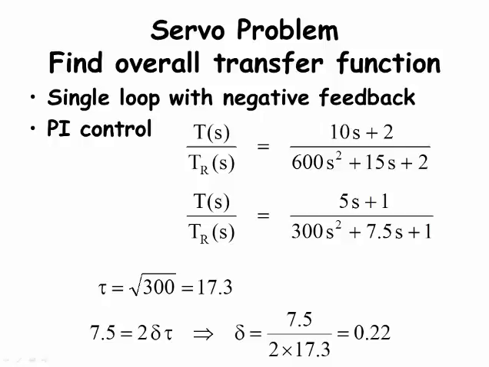This means that the servo response with PI control will be underdamped. The value is actually below the recommended delta values from 0.4 to 0.8.